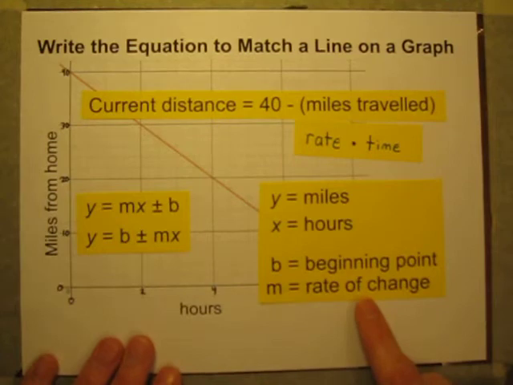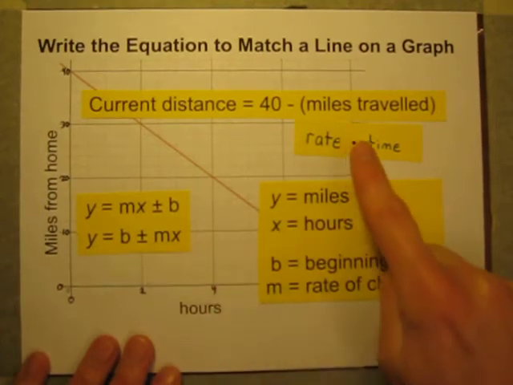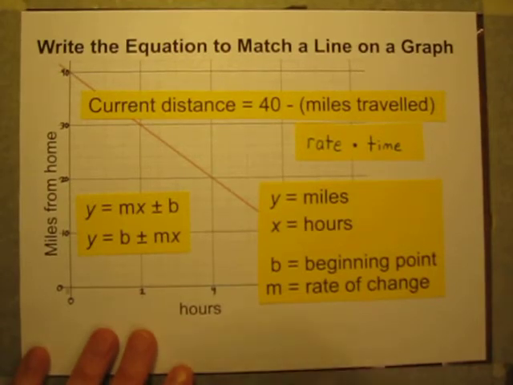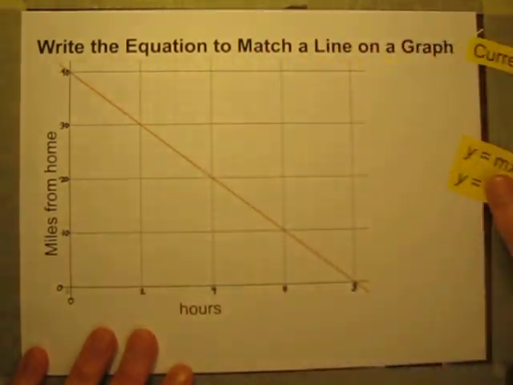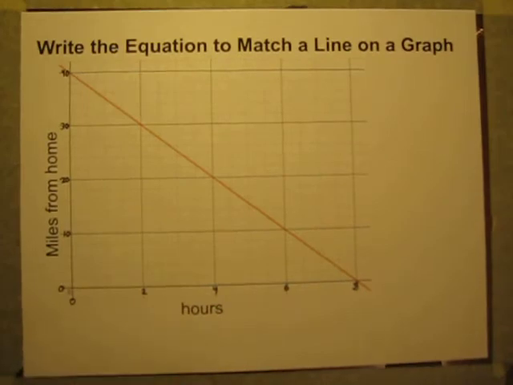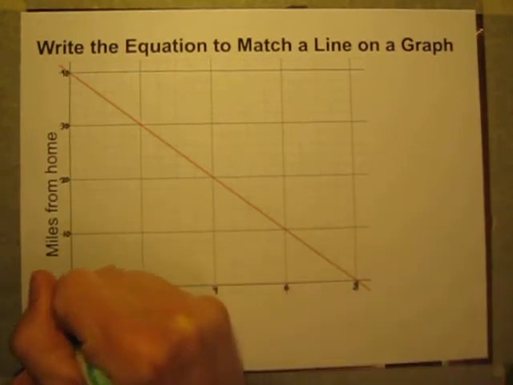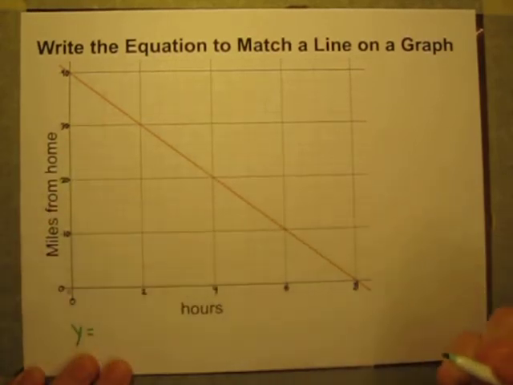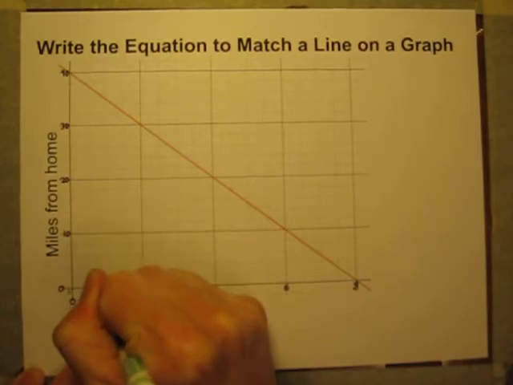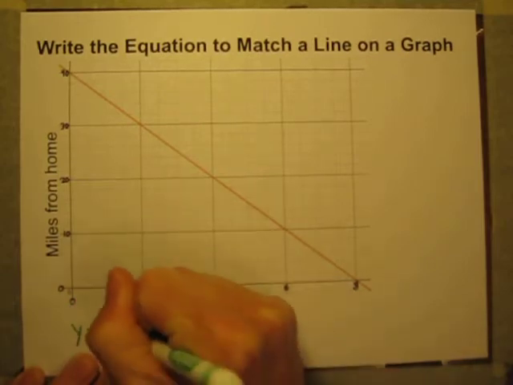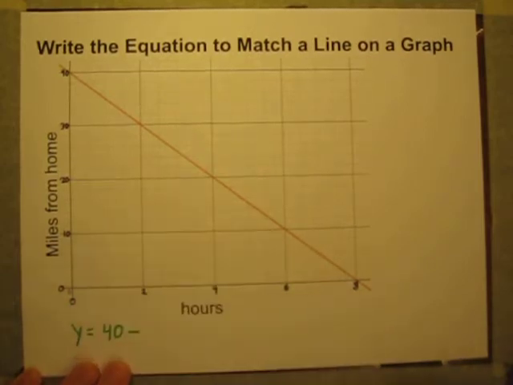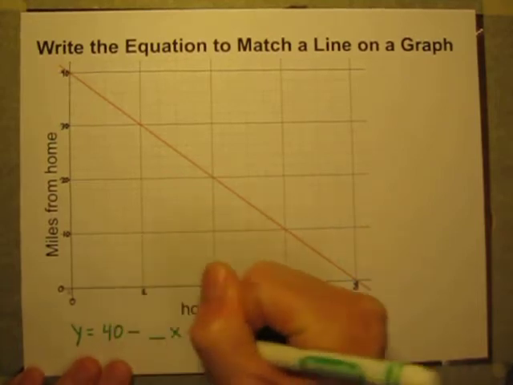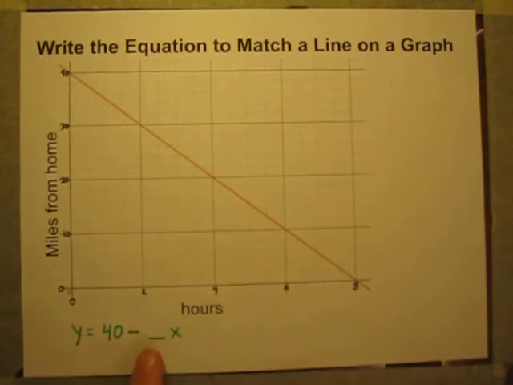And that leaves me with the rate of change, which is m. That's what I still need to figure out. How many miles per hour is this person traveling? So if I push some of this out of the way, I know my equation is going to look like y, the distance in miles after some number of hours, is equal to the starting location of 40 minus how far they've gone, so some number times x. My job now is to figure out what that rate is.